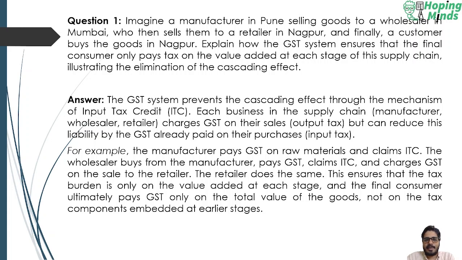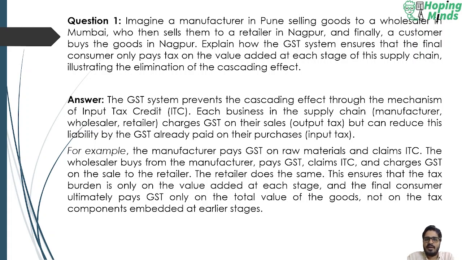So let us take a small example. Suppose a manufacturer purchases raw material worth rupees 100, does the processing on the raw material and prepares the final product. The final product is ultimately sold to the wholesaler at a price of rupees 150. So here the manufacturer will charge GST on rupees 150 from the wholesaler. Suppose the GST amount comes to rupees 20.